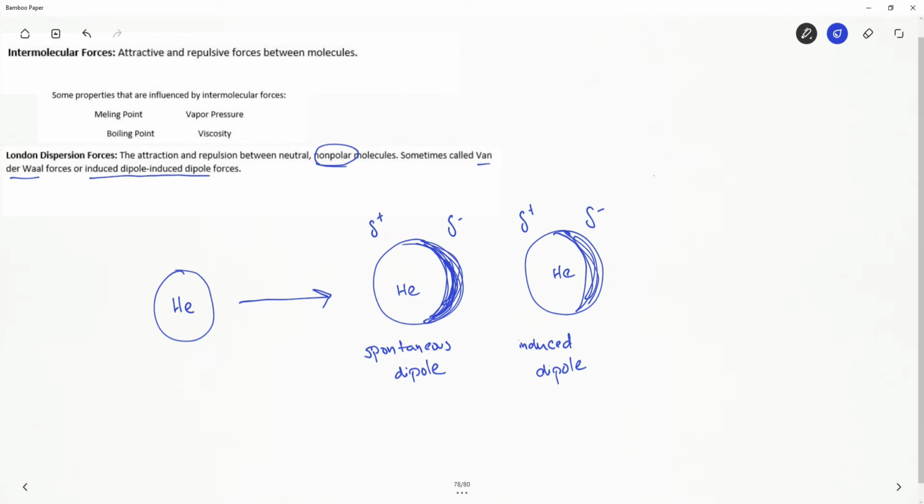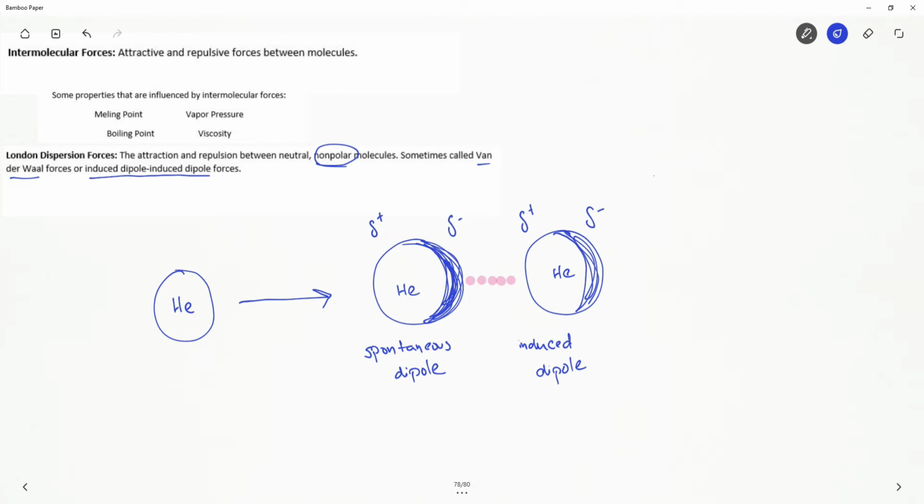Now, what happens between these helium atoms? We set up a weak attraction between these two atoms. This is the London dispersion force. So you can imagine this does not just occur between two atoms, but any helium atoms that happen to be around. So this is why London dispersion forces are often also called induced dipole forces.